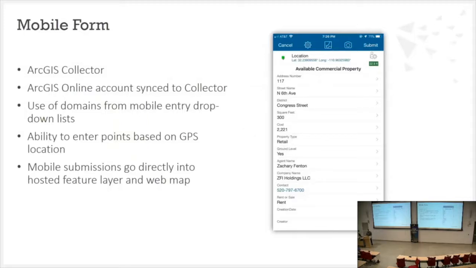Following this, I set up the mobile form using ArcGIS Collector, which is one of Esri's mobile applications for collecting field data. And so this is synced directly to the ArcGIS Online account. This image shows a screenshot of what the entry form for the available commercial properties layer looks like. So some of these entries are simple text and number entry forms for things like the street name or the square footage, and some of them are the domains where the user has a drop-down menu to select predetermined options. And these submissions go directly into the available commercial properties hosted feature layer and thus the web map that they're stored in.